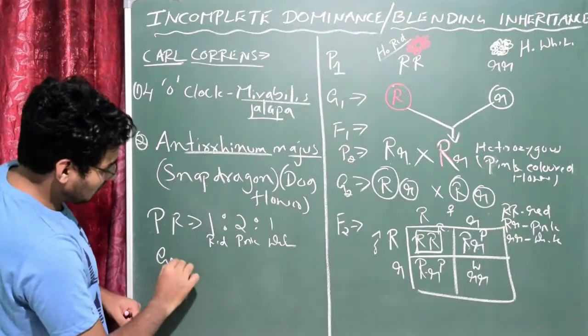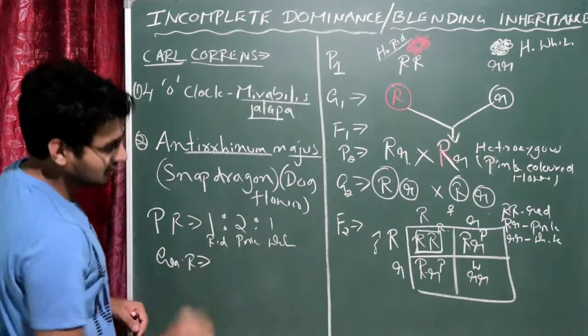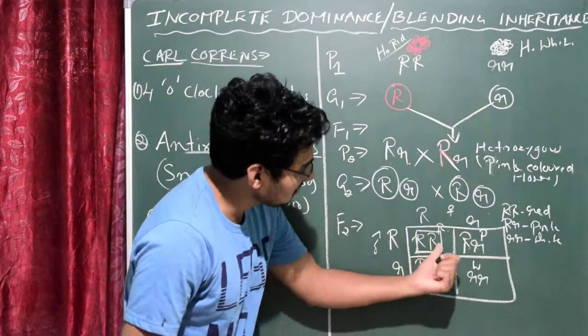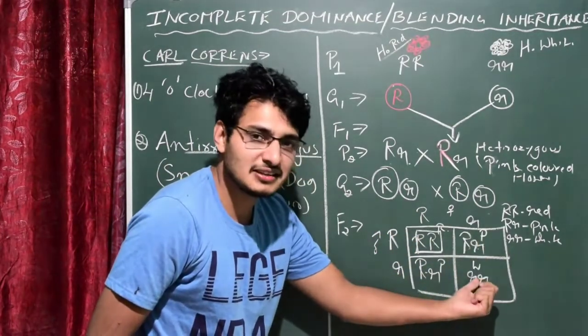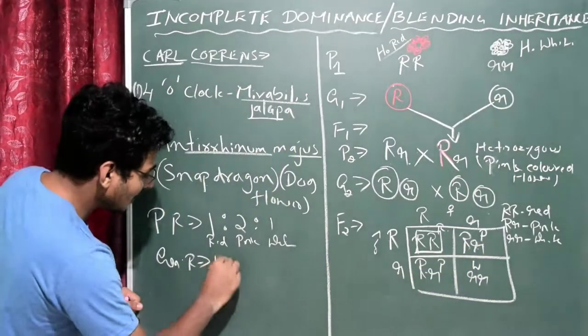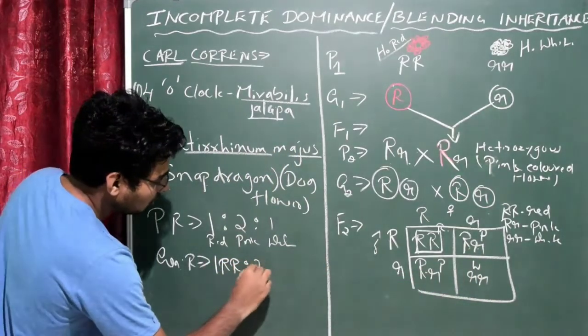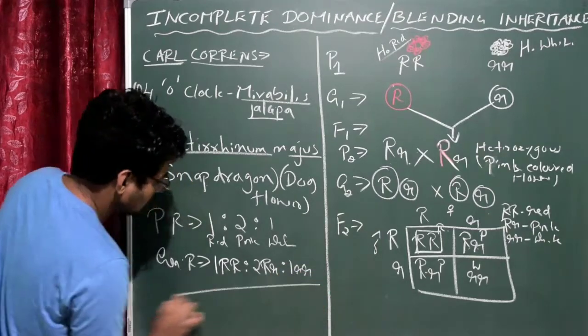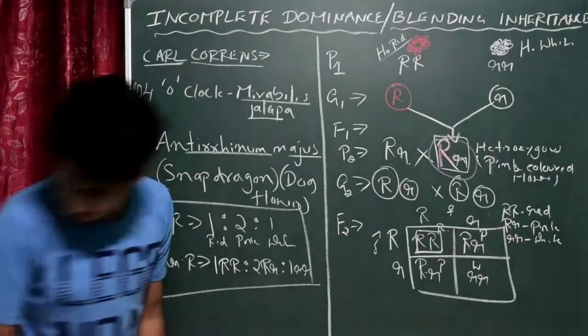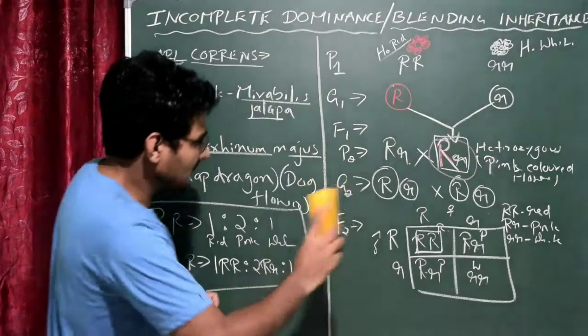Now we'll go with the genotypic ratio. We'll write genotypic ratio here. See here, this is one type. This is now two types. Again, this is another type. So again, 1 capital R capital R, and 2 capital R small r, and 1 small r small r. So this is now incomplete dominance. Just, I'll erase this part.